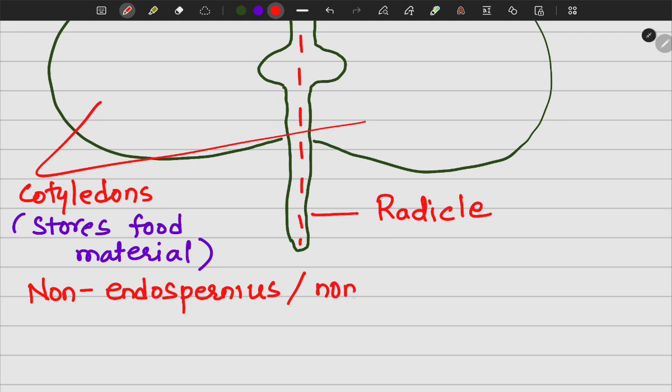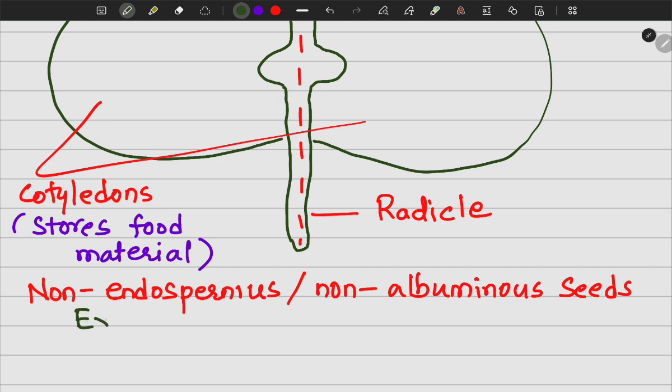Non-endospermous or non-albuminous seeds. Those seeds which do not have endosperm because it is completely consumed by the cotyledons. So it is usually the dicot seeds that are non-endospermous.